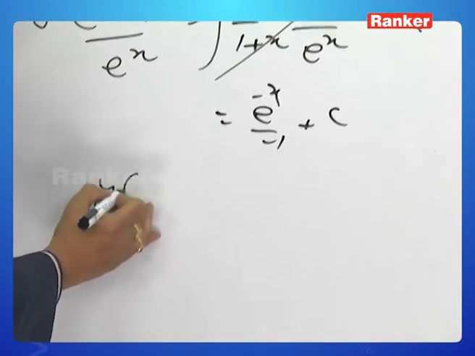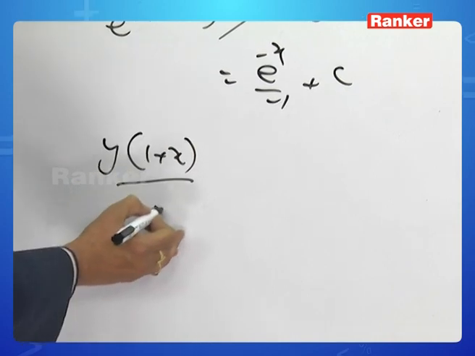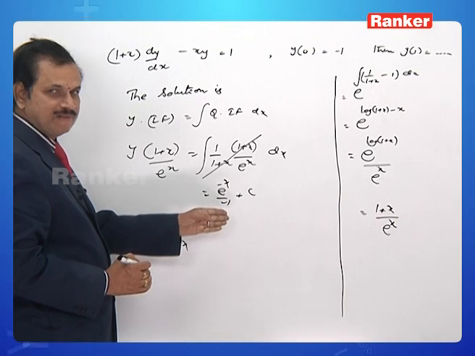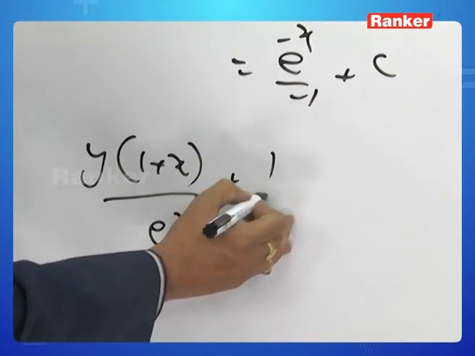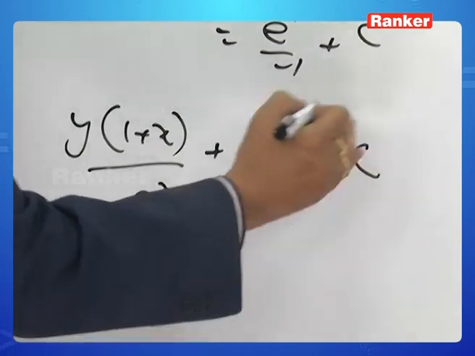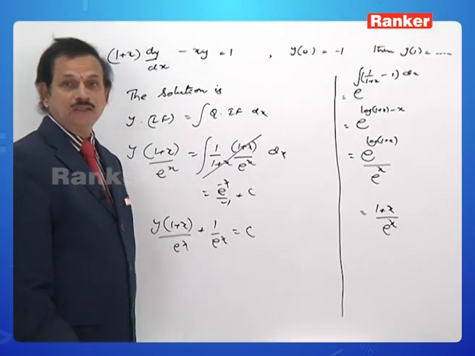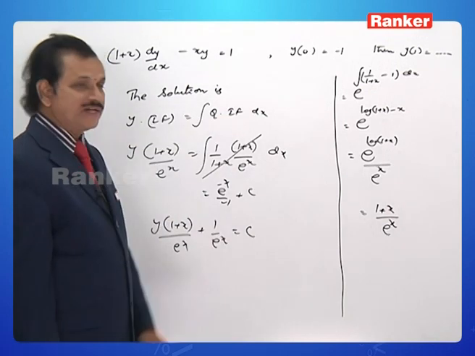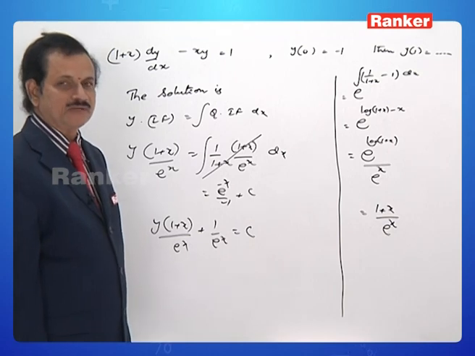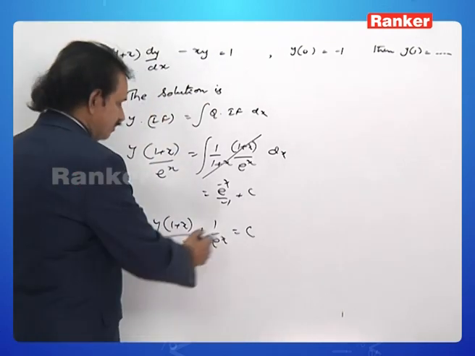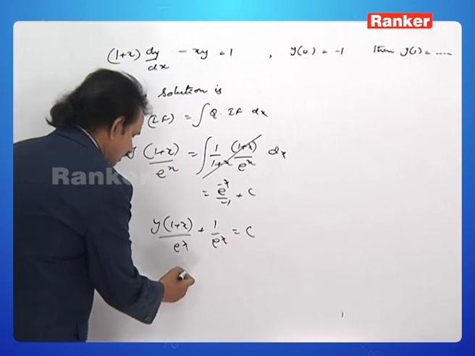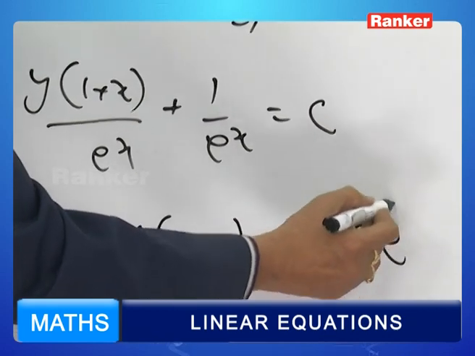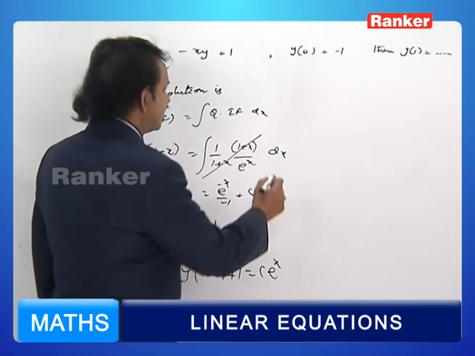Therefore, y into 1 plus x by e power x, you see this is minus e power minus x, that is minus 1 by e power x, bring it this side, plus 1 by e power x is equal to c. Well, we are to find c also. Not only that, our main question is what is y at 1 that we have to find. Good. Multiply throughout by e power x, y into 1 plus x plus 1 is equal to c e power x.